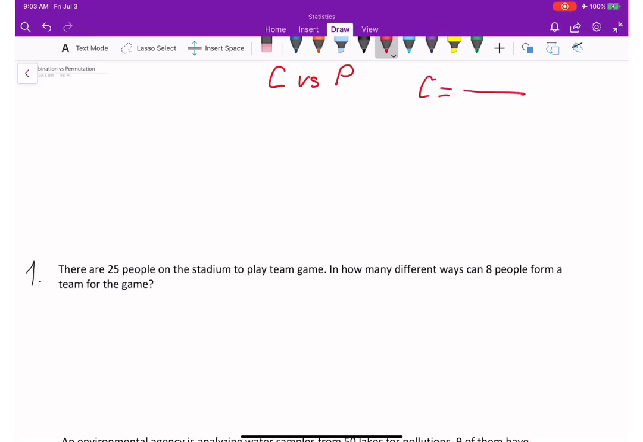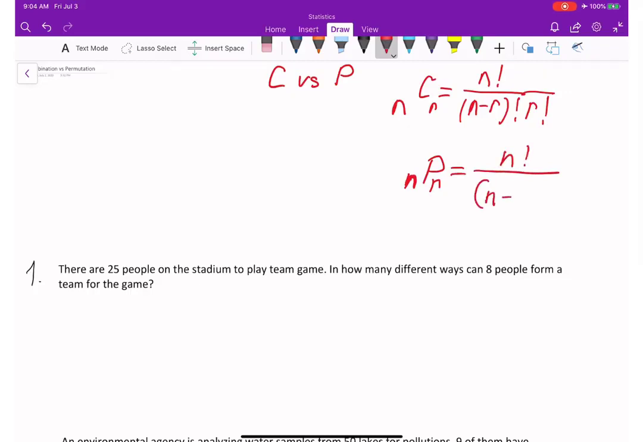Combination is equal, this is our n, is equal to n factorial over n minus r factorial times r factorial. And permutation, selecting r out of this n, is equal to n factorial over n minus r factorial. So real quick, let's understand what factorial is.